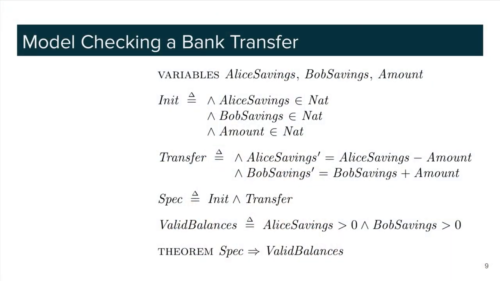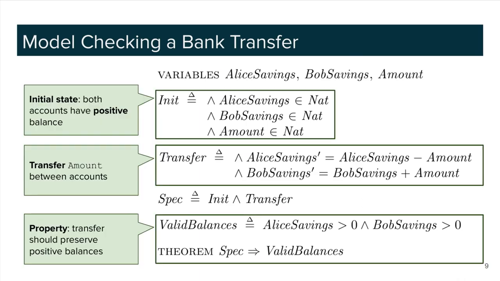Here's a very trivial example in TLA Plus. Since a lot of you have used TLA Plus, I'll just show it to you briefly. Usually there's some initialization where you say what is my set of states in my model. Then you define a transfer function that says how can I transform that state? What are all the possible states that I can generate from that initial configuration? And then you define a property that says something like, in this bank example, bank transfer should always preserve positive balances. We're not allowed to have negative balances at a bank. And so then I have this theorem that a spec implies my valid balances specification.